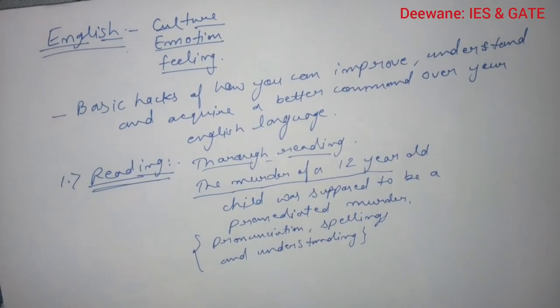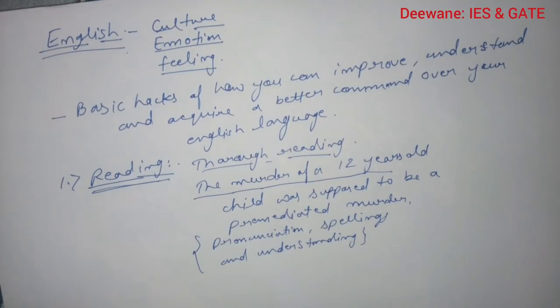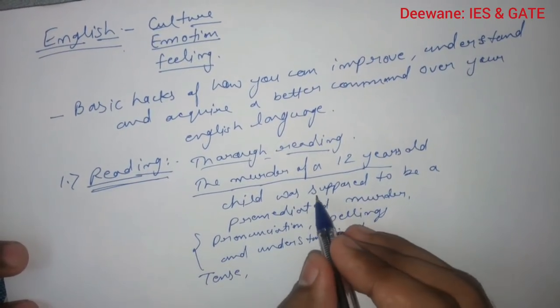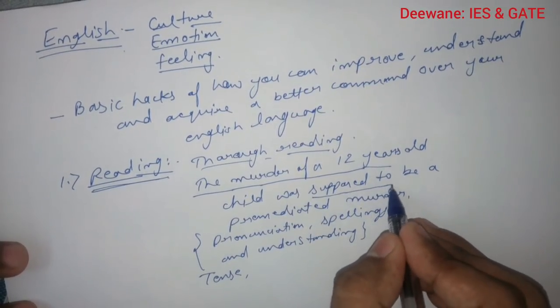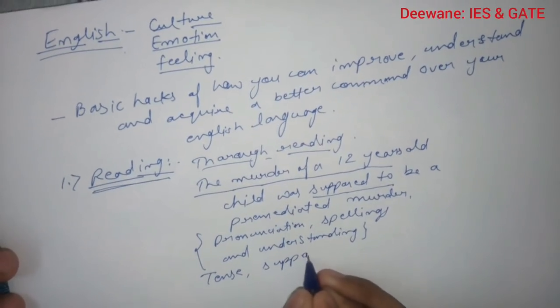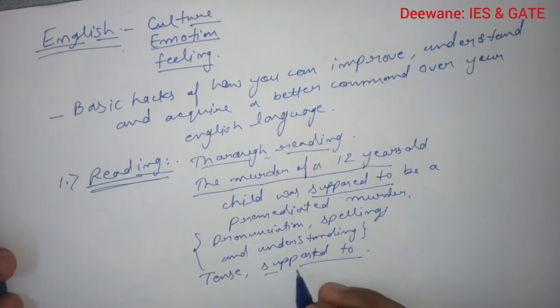Fine. So in this sentence, as I pronounce it, "the murder of a 12-year-old child was supposed to be a premeditated murder." The first thing I am to do after reading it correctly is to understand the tense. Just take it like, I don't know about this verb used here, "supposed to." What I am to do is Google it, know about this word. Fine. Kya karna hai? We are to just go through it.